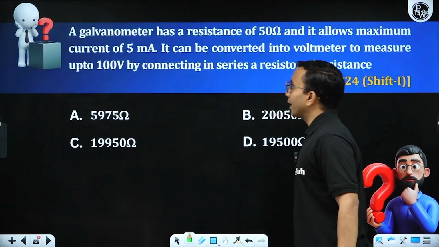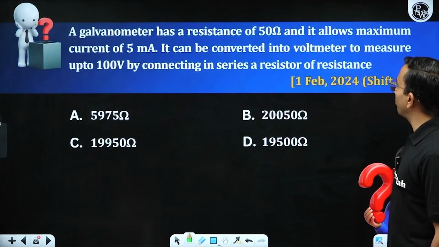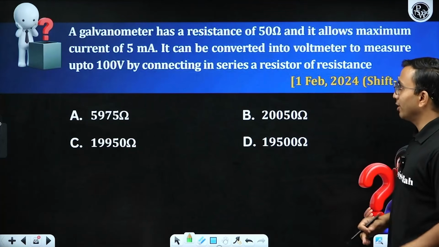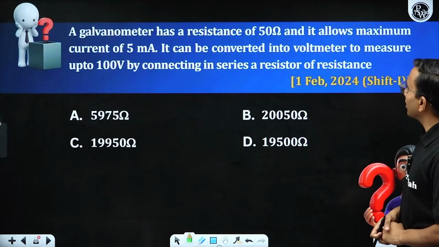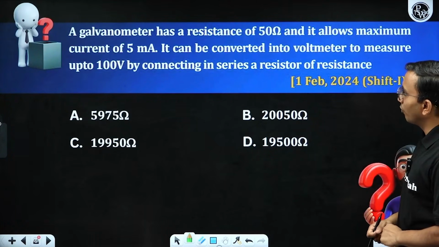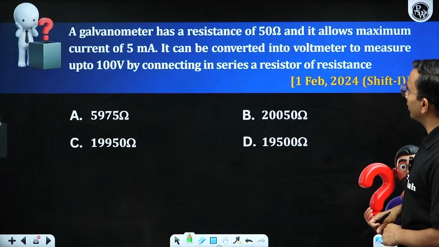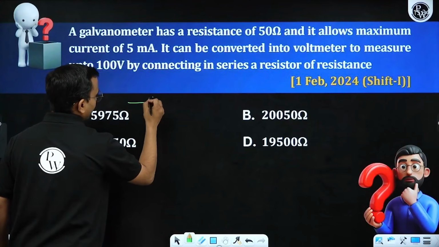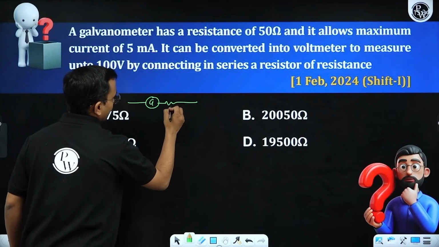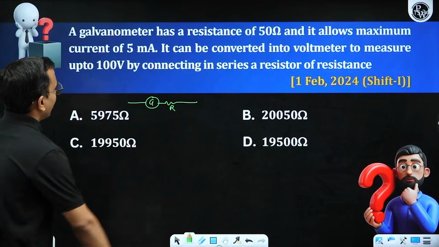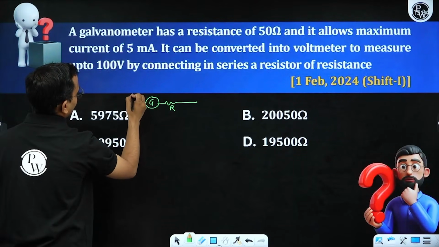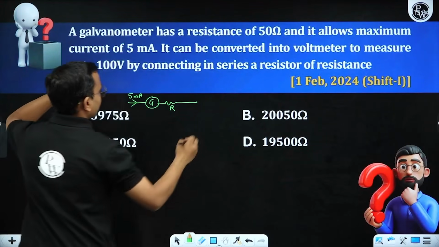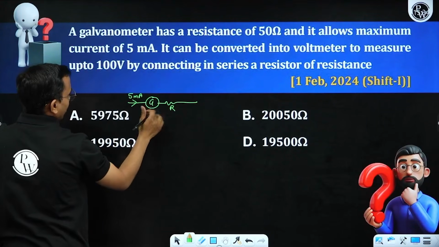Question: a galvanometer has a resistance of 50 ohm and it allows a maximum current of 5 milliampere. Now this is the milliampere range of this galvanometer. It can be converted into a voltmeter to measure 100 volt by connecting in series a resistor of how much? Let us take that I connected a series resistance of R, and the maximum current here is given as 5 milliampere. Up to 100 volt means the maximum voltage drop across this will be 100 volts.